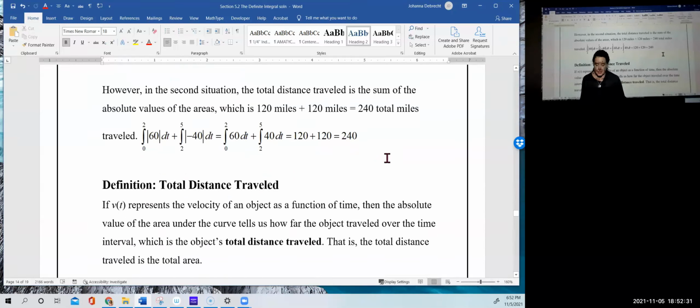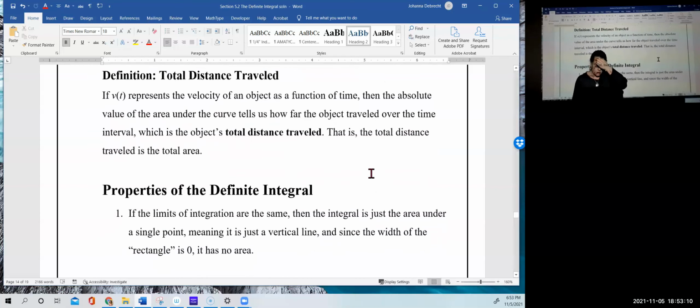In the second situation, if we wanted to talk about the total distance traveled, the total distance traveled would be the absolute value of the areas, like the total area. And that would give you 120 miles plus 120 miles, which is 240 miles of travel. You'll definitely feel like you've been in the car a long time. You just ended up back where you started. So again, when you apply the absolute value, you're looking at total distance traveled, not net displacement, not how far are you from where you first started when you began traveling.